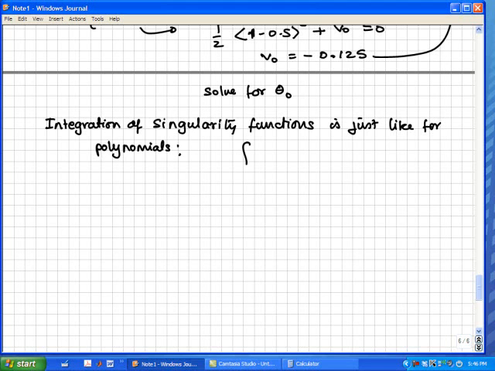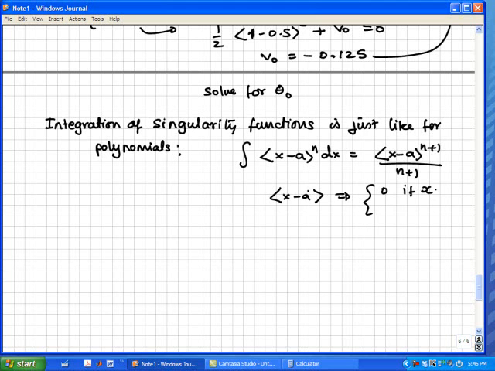The integral of <x minus a> to the power n dx equals <x minus a> to the power n plus 1 over n plus 1. Whenever you see this angle bracket, it means the function is always 0 if x is less than a. It's the truncation, so this indicates truncation for x less than a. This is true if n is greater than or equal to 0. Don't try it for negative numbers.